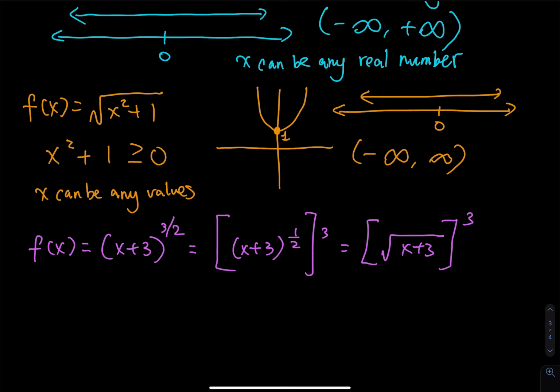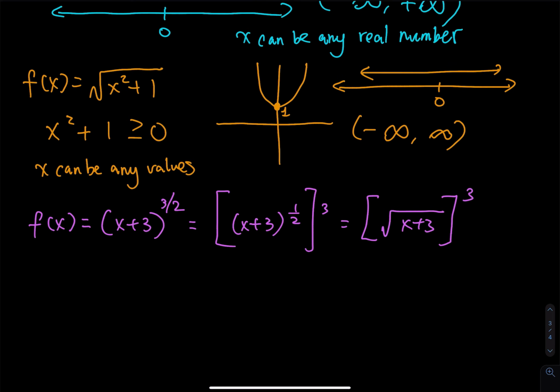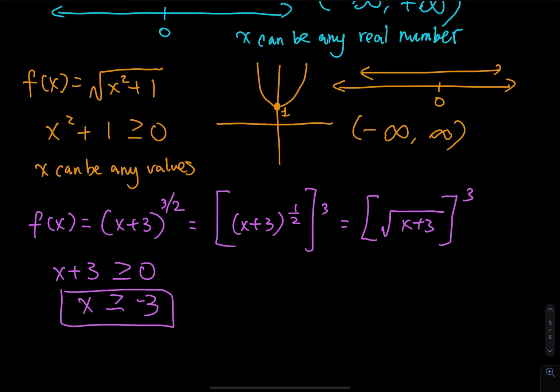When you raise that to the third power, I don't really care, right? Because any number, pick any number you like, raised to the third power, the result is okay. You will never get something that is undefined. So the only thing that we have to pay attention to is x plus 3. Since you have a square root, x plus 3 must be greater than or equal to 0. You can use the equal because 0 raised to the third power is okay. And then x is greater than or equal to, subtract 3 on both sides. Then there you go. That is your domain.